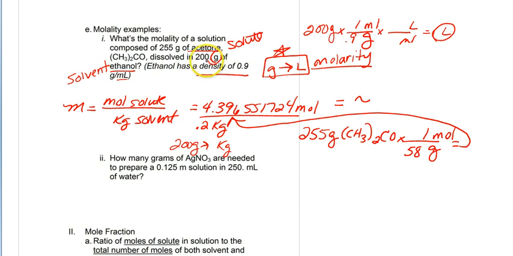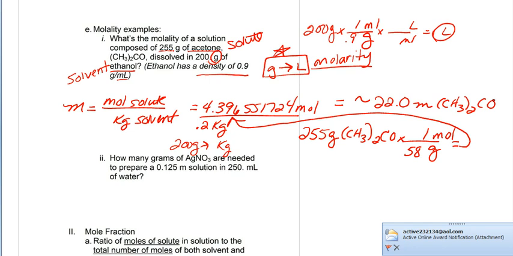Because there is a decimal here, that's 3 sig figs, so you're going to have 3 in your answer. So 22.0 molality of CH3 2CO. And by the way, we shorten molarity to molar, so instead of molality, you could say molal. Okay?